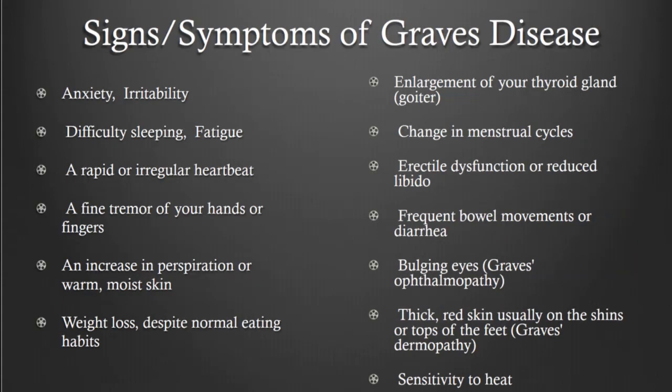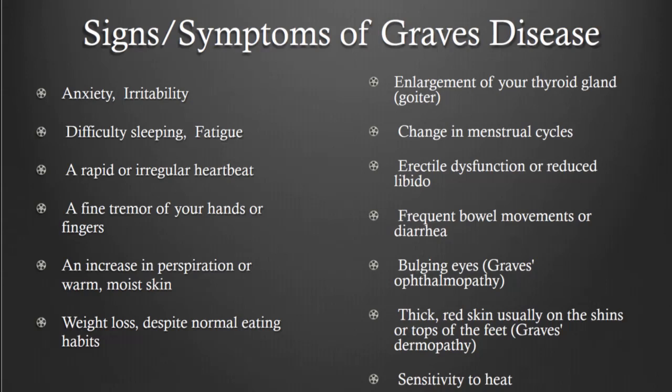So let's see. What are some of the very specific features? I named a couple, but let's look at some of the ones on the list here. We have anxiety, irritability, difficulty sleeping. Again, I already mentioned rapid heartbeat, little tremors. They're going to run warm. They're going to have sweaty hands. And again, weight loss, even though they have normal eating, because they're literally running hot all the time.